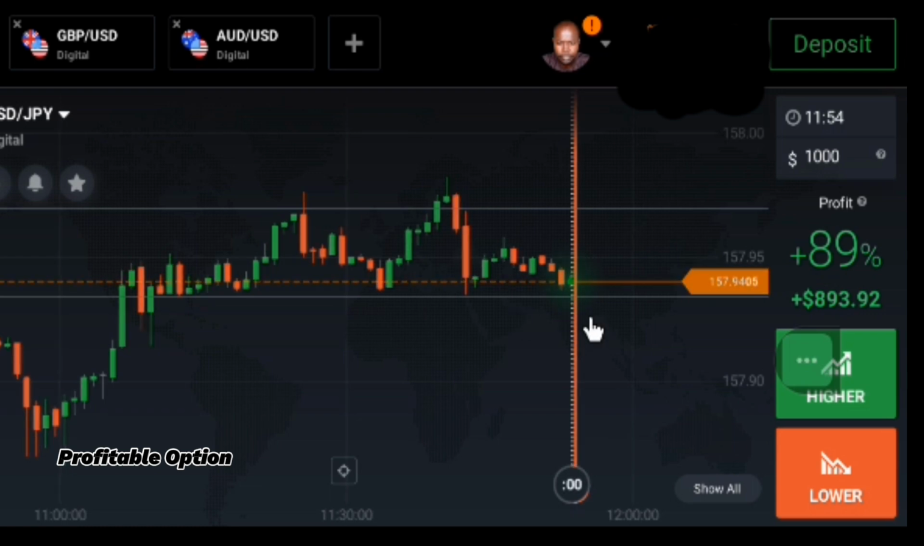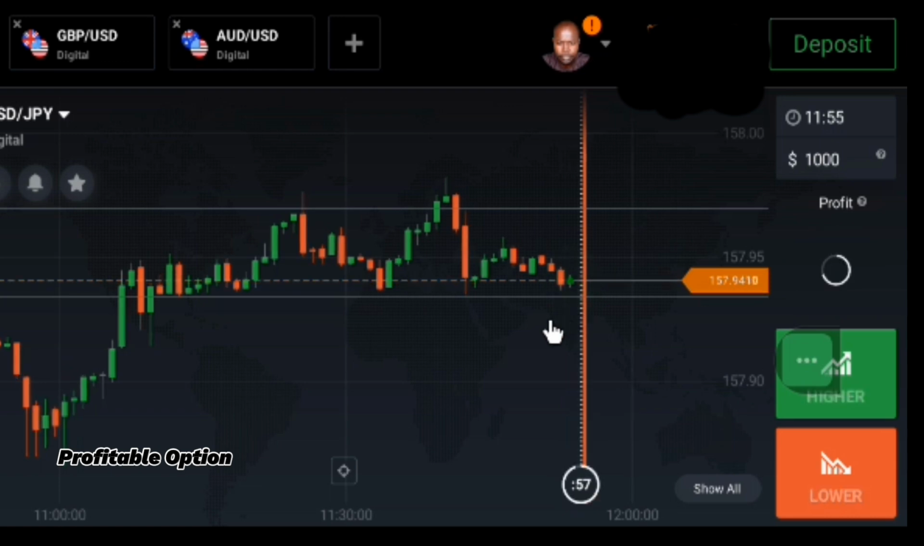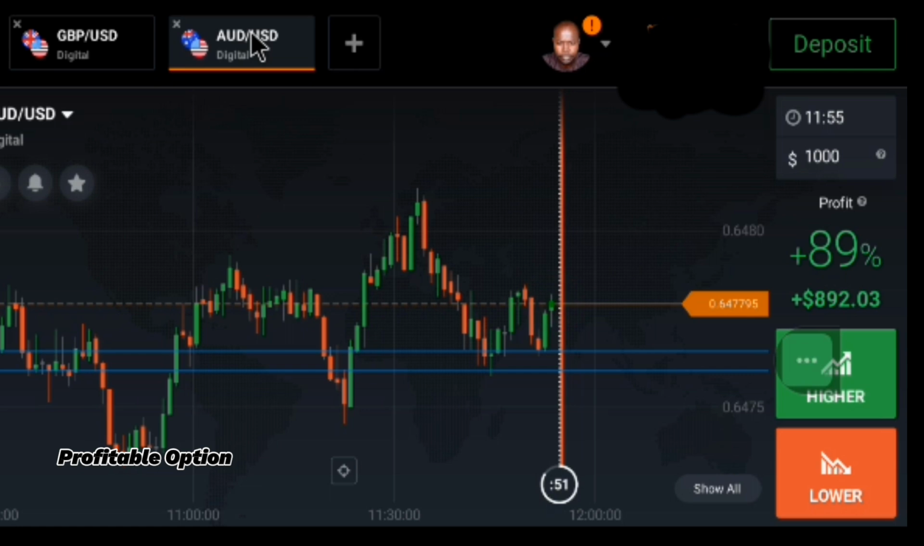However, this is a support zone. All right, so it's a good place to place a trade, but do your analysis very well before placing a trade at this area. Okay, so let's see the other one.